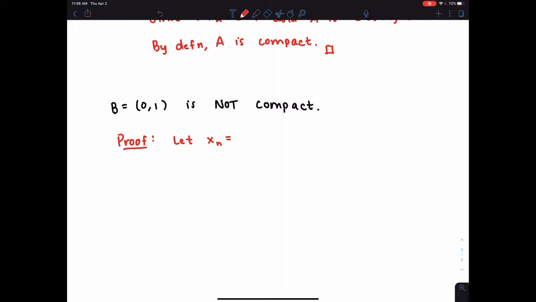So to show that this set is not closed, I would say let x_n be the sequence 1 over n plus 1. Now, I chose 1 over n plus 1 instead of 1 over n because notice that one of the claims I need to be able to make is that my sequence is comprised entirely of values in the set B. If I used 1 over n and n was 1, then I would get the number 1, and that's not an element of B, so I just need to shift the denominator to make up for that.